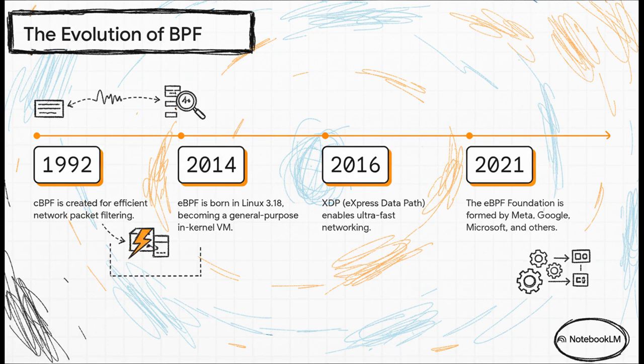Now, what's really cool is that eBPF didn't just pop up out of nowhere. It's been evolving for decades. It actually started way back in 1992 as a simple little tool for filtering network packets. But the real game changer, the moment everything changed, was in 2014, when it got this massive upgrade and became a general-purpose virtual machine living inside the kernel. And since then, with things like XDP for insane networking speeds and backing from all the tech giants, we're talking Meta, Google, Microsoft, it's become a truly foundational technology.